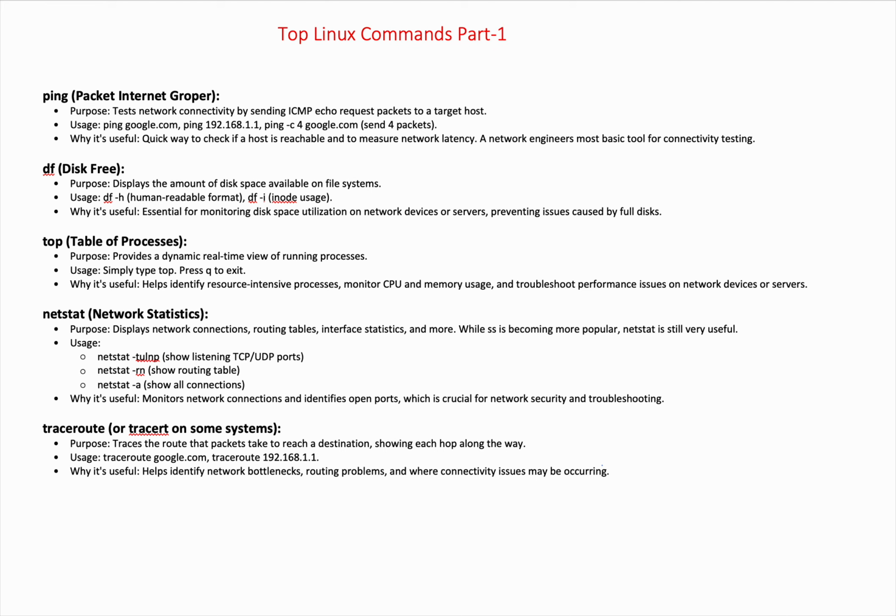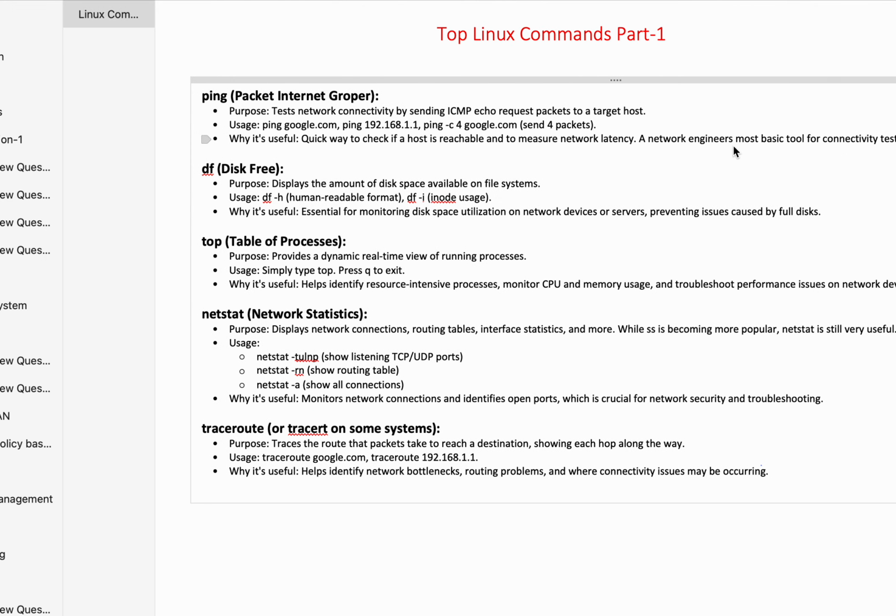What does a ping do? We know it sends ICMP, but what is it exactly? Ping is basically a packet internet groper. It lets you know if you're able to reach the next device or not. The purpose is to test network connectivity by sending an ICMP echo request to the target host. If you ping Google from your device or any other device, it's a quick way to understand if you're reachable or not. A network engineer's most basic tool.